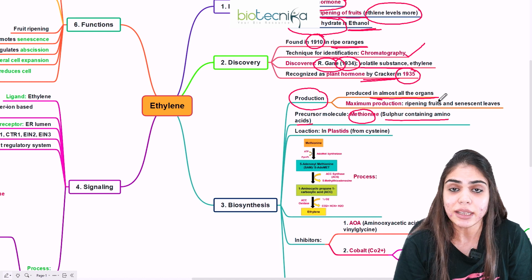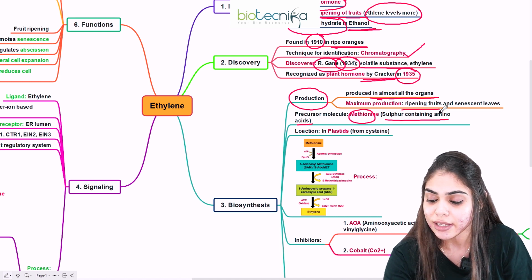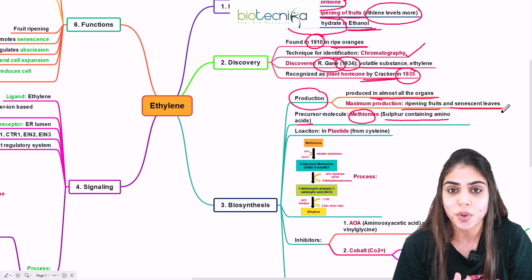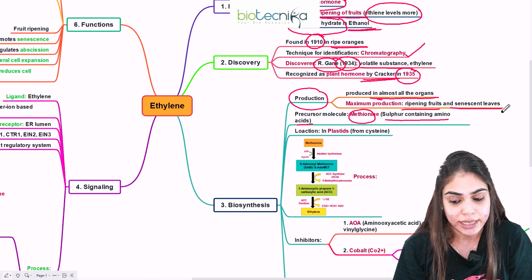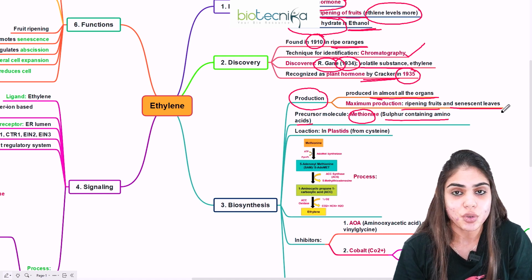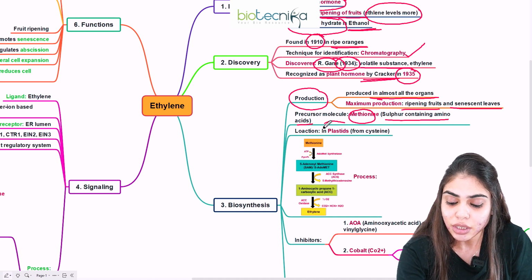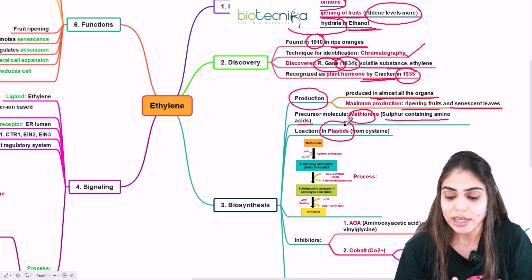But if you want to see the maximum production of this, it's going to be in the ripening fruits as well as senescent leaves. So shall we say this ethylene phytohormone is responsible for the ripening of fruits as well as the senescence of the leaves? Yes. So what's the precursor molecule? It's going to be methionine, which is derived from cysteine. What is the location of this biosynthetic mechanism? It is taking place in the plastid.